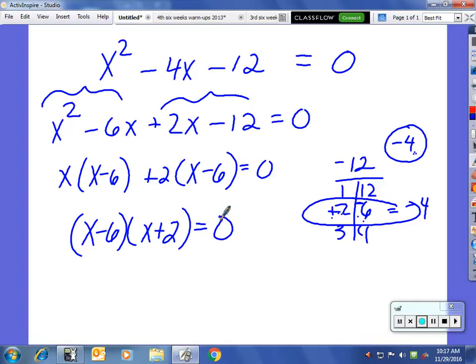Okay, so we arrive at our factors. Please make sure you understand what factors look like and what solutions look like. These are factors. They're still in the parentheses. Now I need the solutions.